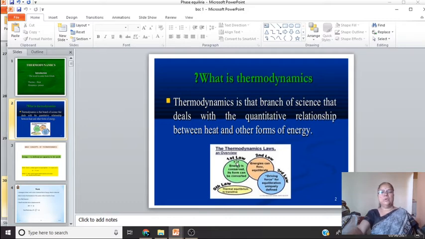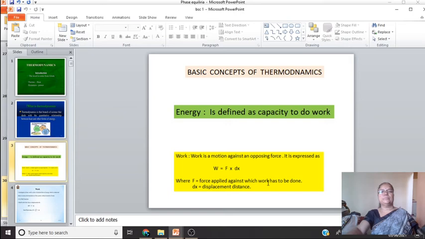The first law is based on the conservation of energy. The second law gives the concept of entropy, and the third law gives the determination of absolute entropy. All of you are very well familiar with the basic terms often used in the study of thermodynamics. Energy is the capacity to do work. Work is motion against an opposing force. There are different types of work, such as mechanical work, given by P delta V, and electrical work, given by nEF, where E is the potential and F is the Faraday constant.